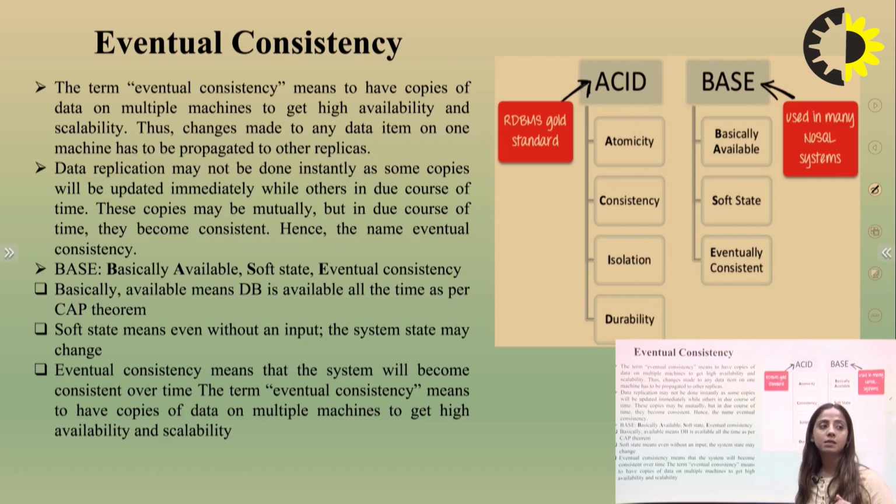Now BASE is basically available, soft state, eventual consistency. Basically available means the DB is available all the time as per the CAP theorem. Soft state means even without an input, the system state may change. Eventual consistency means that the system will become consistent over time. The term eventual consistency means to have copies of data on multiple machines to get high availability and scalability.